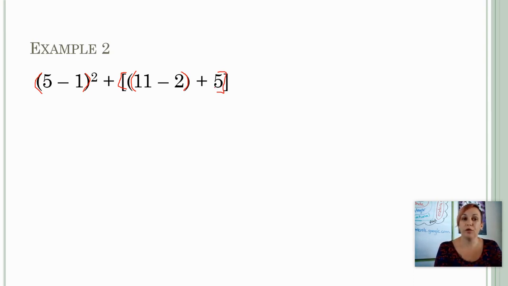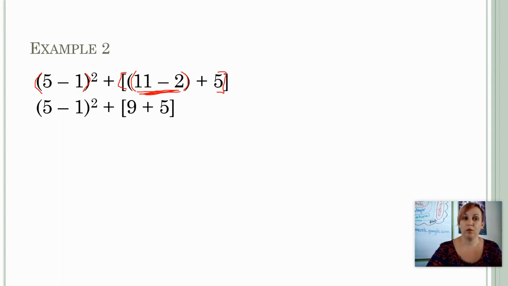And when you're doing your parentheses, you want to make sure that you're following your order of operations inside the parentheses as well. So when I have my parentheses here, I want to follow my order of operations, which means I need to do the innermost parentheses first. So the first thing I'm going to do is this 11 minus 2.